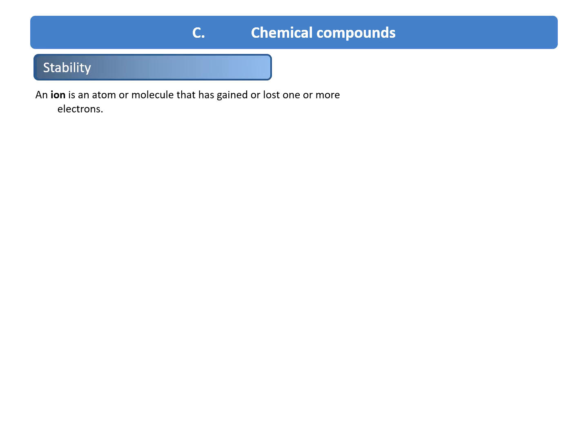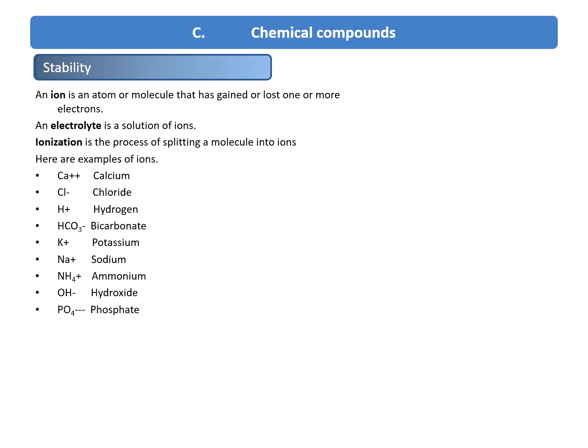An ion is an atom or molecule that has gained or lost one or more electrons. An electrolyte is a solution of ions. Ionization is the process of splitting a molecule into ions. Here are examples of ions: calcium, bicarbonate, potassium, and phosphate.